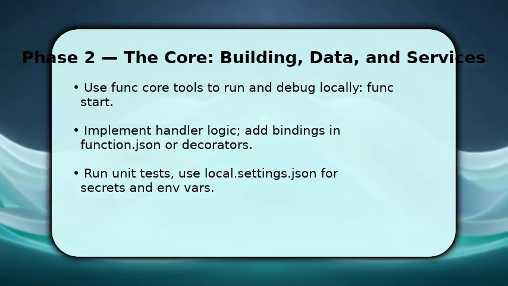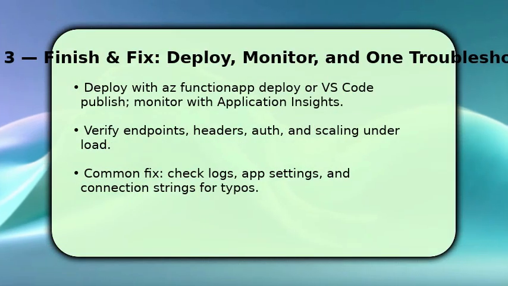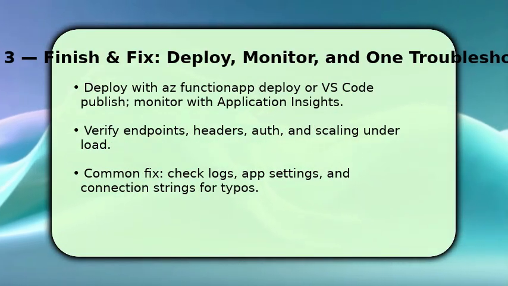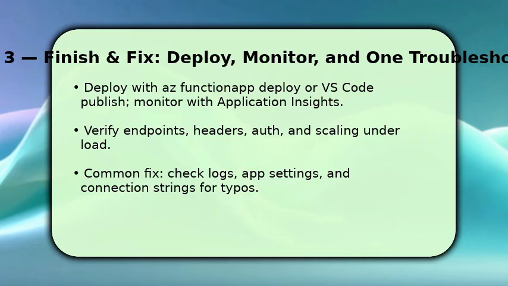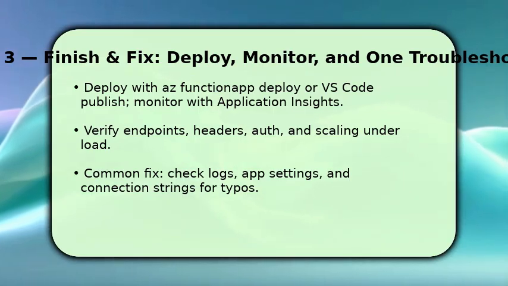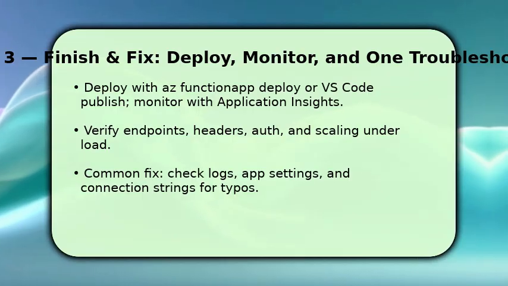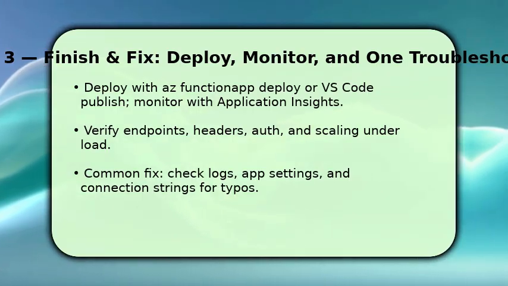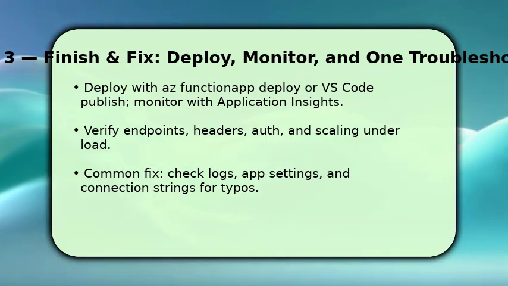Because early fixes save time, you deploy the function app and then verify that it behaves under real conditions. Use az functionapp deploy or the VS Code publish workflow. Enable Application Insights to capture traces and exceptions. Once deployed, test endpoints, verify authentication and CORS, and perform a light load test to confirm scaling.